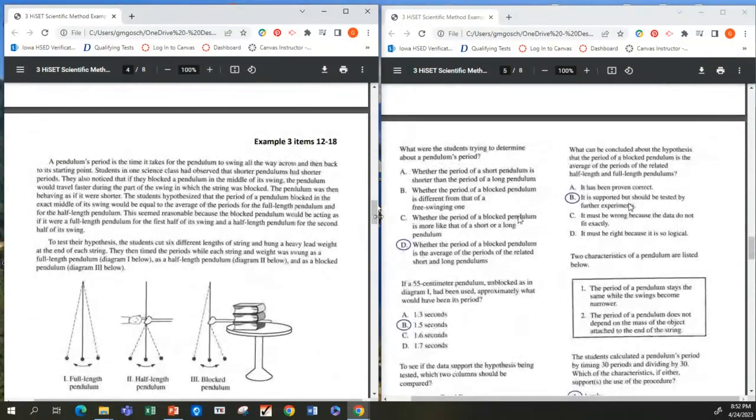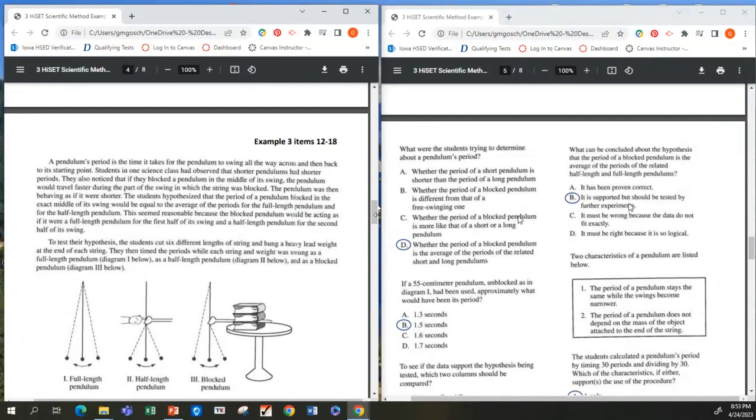A pendulum's period is the time it takes for the pendulum to swing all the way across and then back to its starting point. Students in one science class had observed that the shorter pendulums had shorter periods. They also noticed that if they blocked a pendulum in the middle of its swing, the pendulum would travel faster during the part of the swing in which the string was blocked. I guess I want to get you to think about a pendulum.